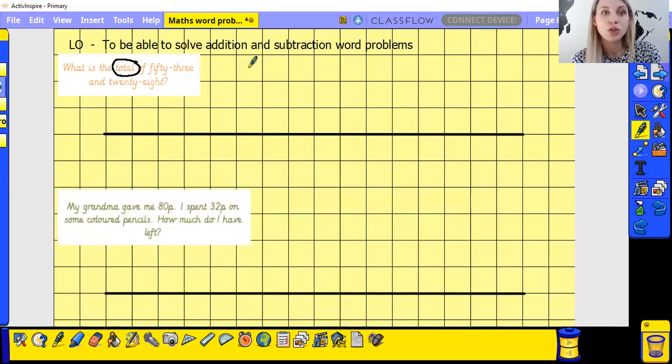Okay, so what's the total of 53 and 28? So total, I know when I look back, that means that I'm adding if I want to know what the total of something is. So I need to write out my number sentence now. So 53 plus 28. Oh, sorry, made a mistake there.